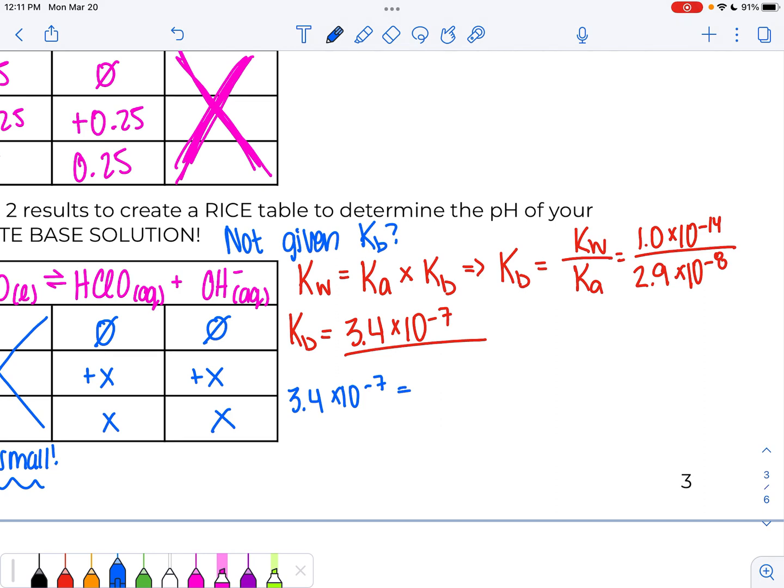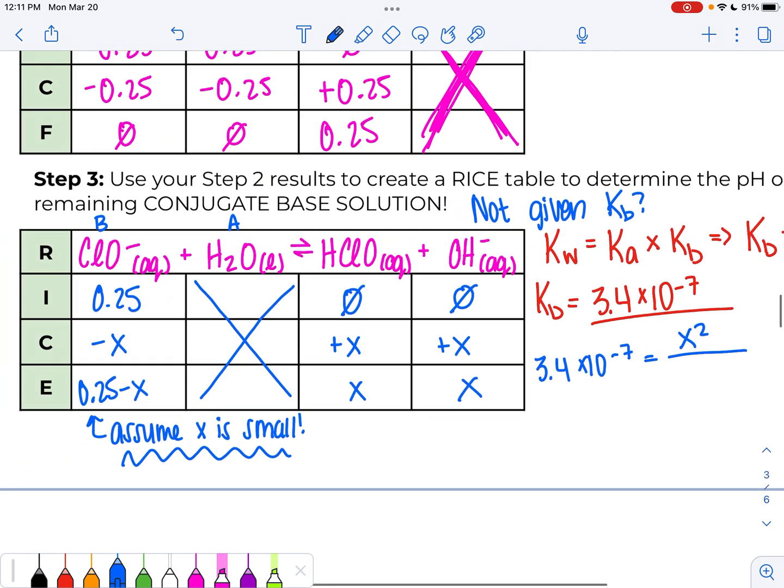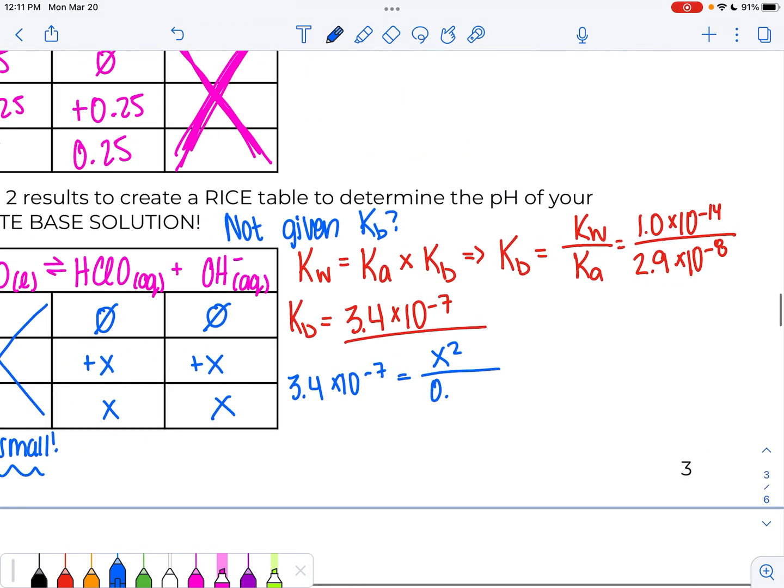This Kb of 3.4 times 10 to the negative 7th is going to be equal to the concentrations of my products, which, putting them in as x's, gives me x squared. In the denominator, I have 0.25 minus x, but I can assume x is small, so I'm just going to divide by 0.25. Rearranging the equation, solving for x, and plugging it into my calculator, I end up with an x value of 2.915 times 10 to the negative 4th molar.